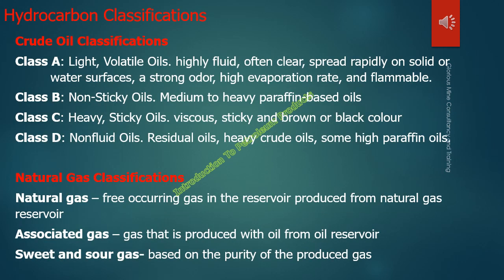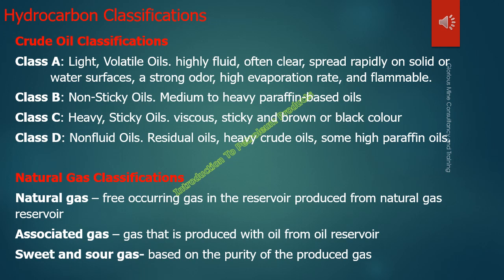Next is to explain hydrocarbon classification that affects the pricing of the products. There are 4 types of crude oil classifications. Class A crude: this is a light, volatile oil and highly mobile fluid. It is often clear, spreads rapidly on solid or water surfaces, and has a strong odor. It has a high evaporation rate, and is also flammable. Class B crude: this is non-sticky oils, medium to heavy paraffin-based oils.